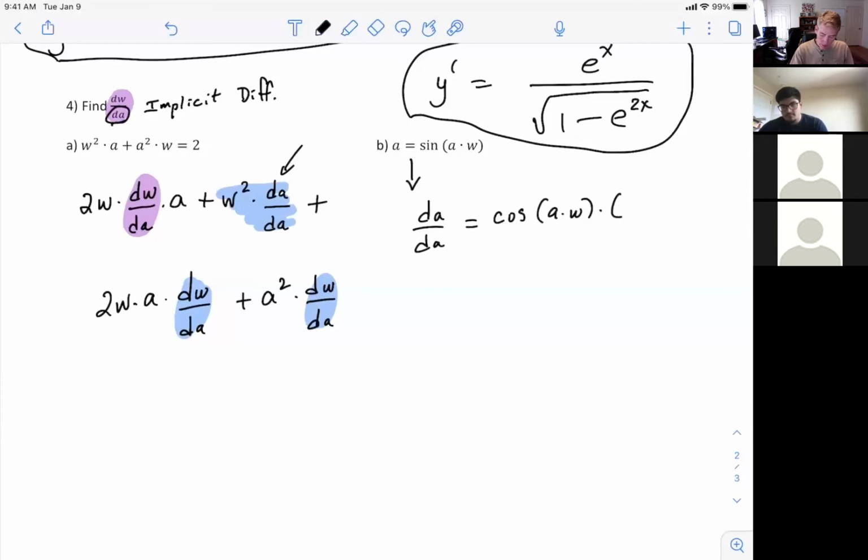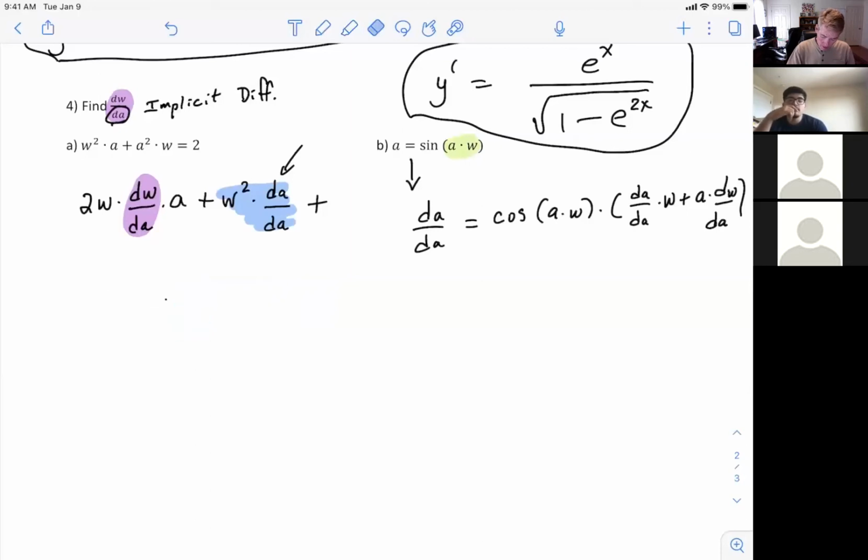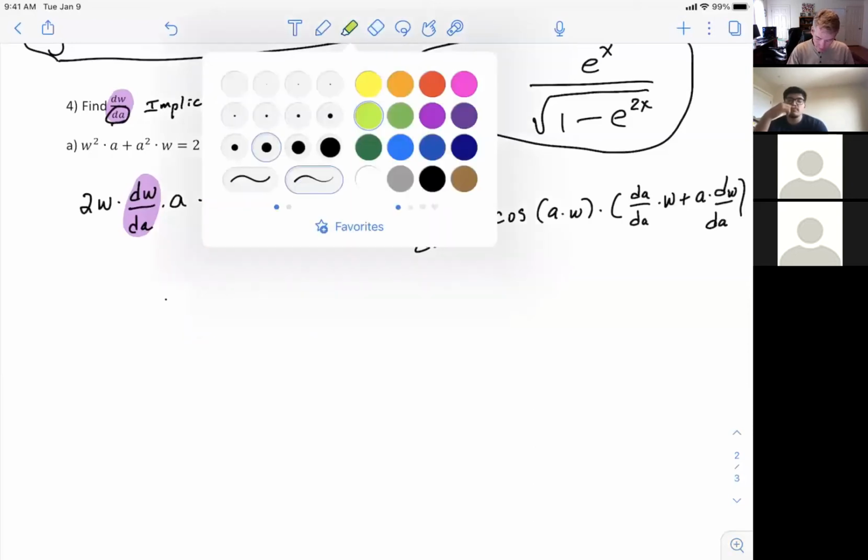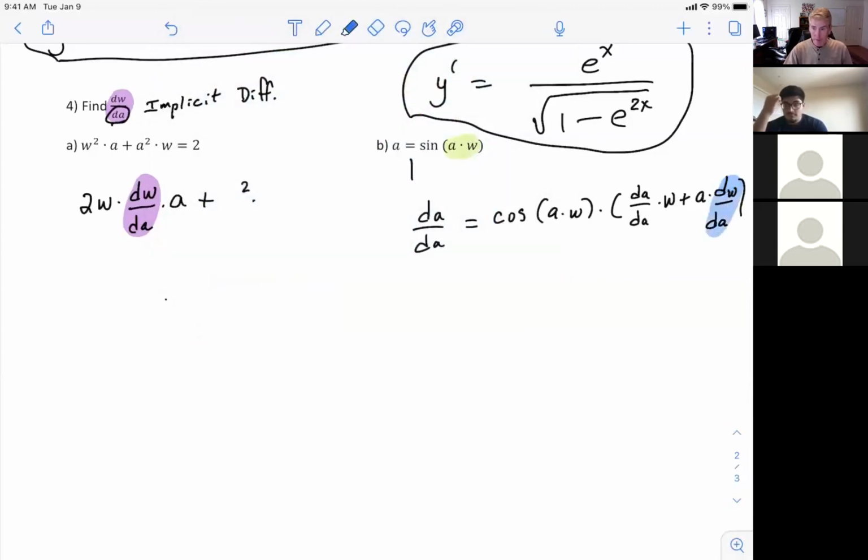And then do the chain rule. Now taking the derivative of A and W. So there would be the derivative of A with respect to A, and then leave the W alone, plus now leave the A alone and take the derivative of W with respect to A. Just barely made it on the edge of the screen. So then we need to solve for the dWdA.